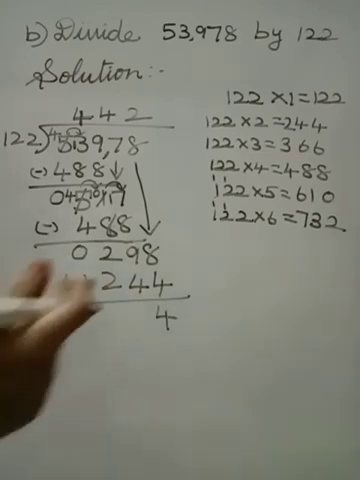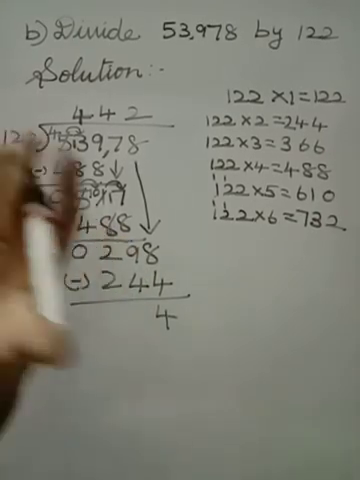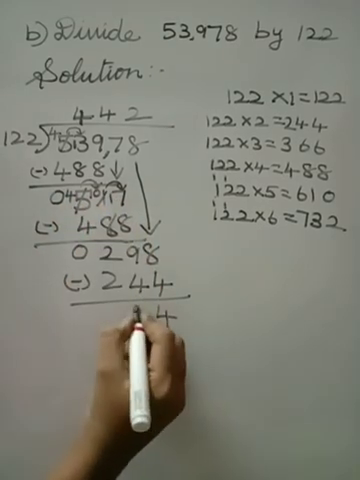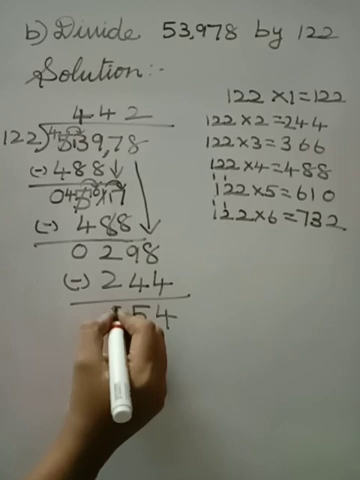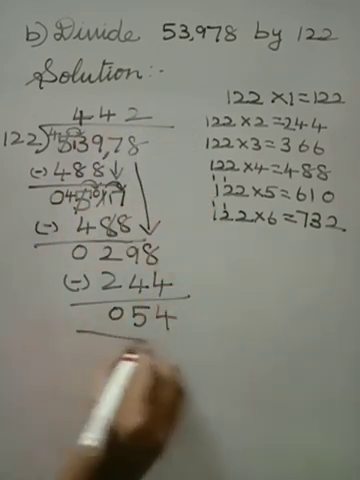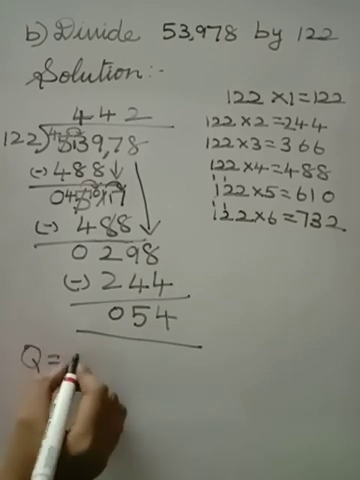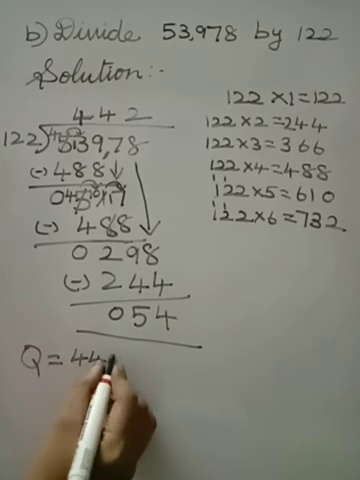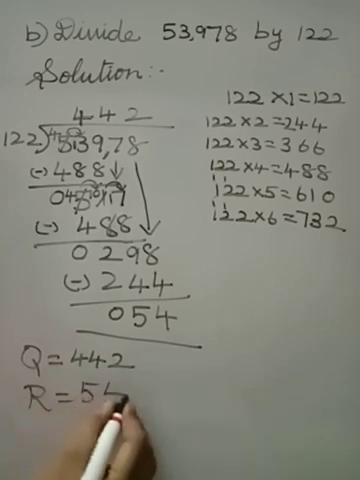And here again 4 to 9. 4 after 5, 6, 7, 8, 9. Here we are getting 5 fingers, so the answer is 5. Both the numbers are the same, so the answer is 0. After this, is any number left? No. So the sum is over. So here the quotient is 442 and the remainder is 54.